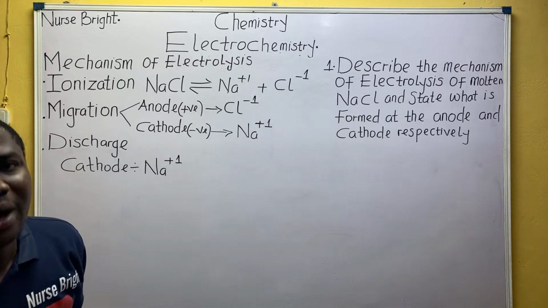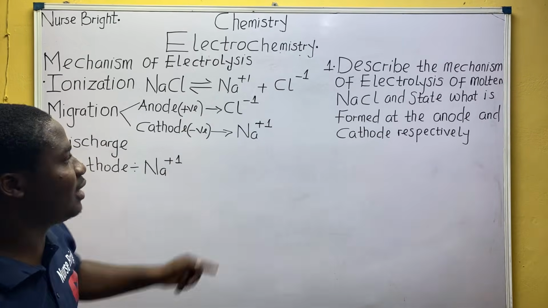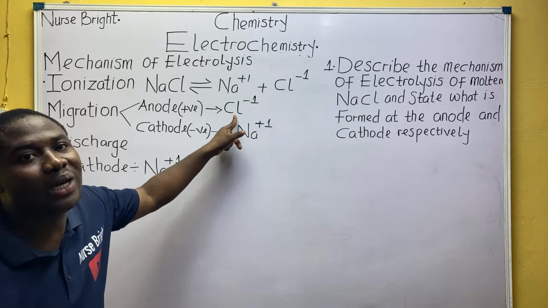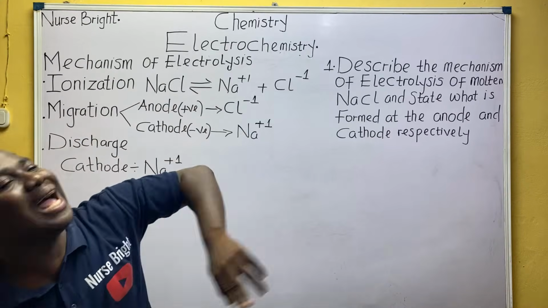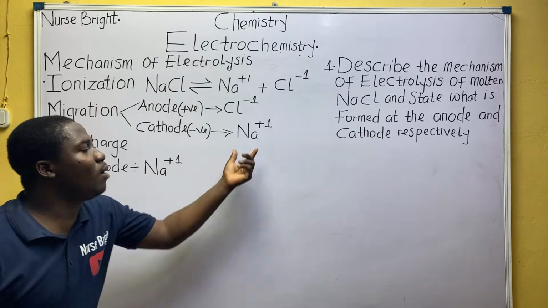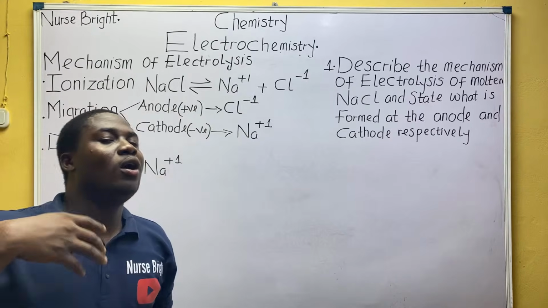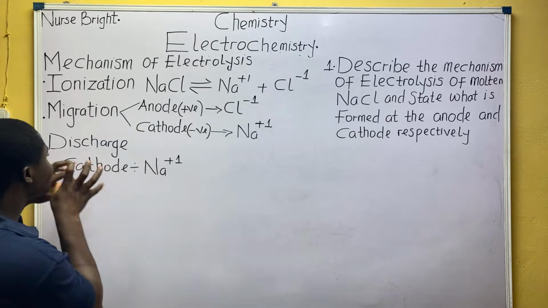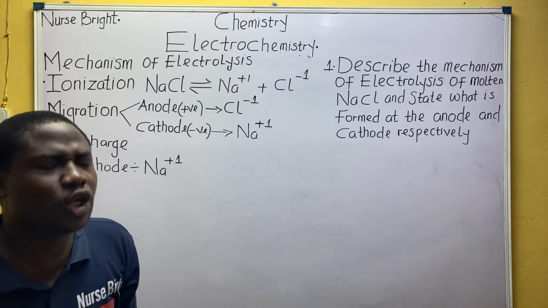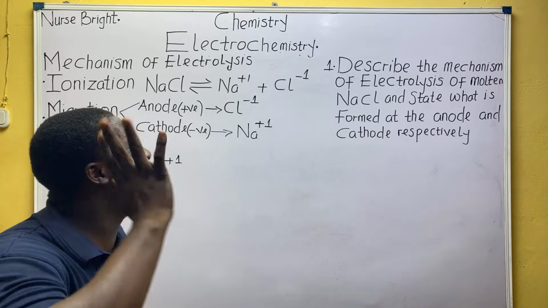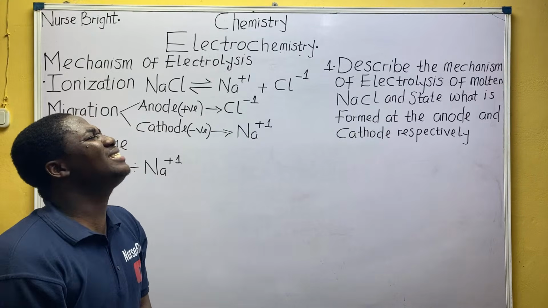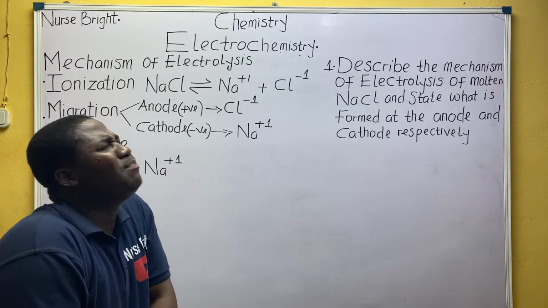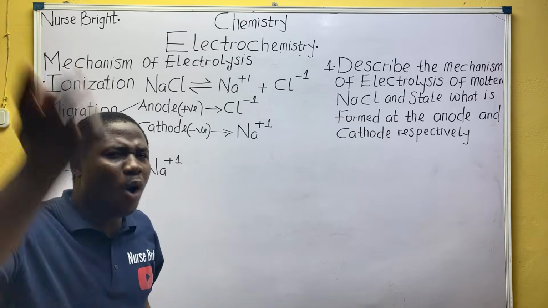In your exam, if they ask what is formed at the anode, is it not chloride ion? What was formed at the cathode? Is it not sodium ion? That is correct, but you have to know how to write the reactions during the discharge. There are reactions to write. They are all easy, class. Writing these reactions is simply based on some concepts.